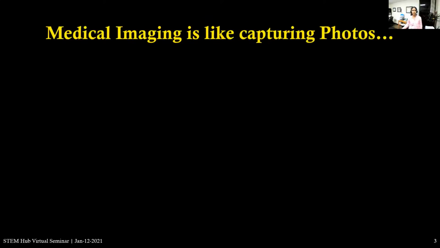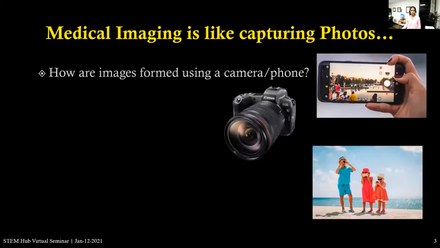Okay, to start with, medical imaging is like capturing images, like photos every day with your camera or phone. Right now with phones, we are capturing thousands of images per day. So it's very similar. But how are images formed using a camera or a phone? It's basically a reflection of light, right? The light is reflected from our bodies, and that enters the lens of the camera, and it will be focused, and an image will be formed that's collected on the detectors.